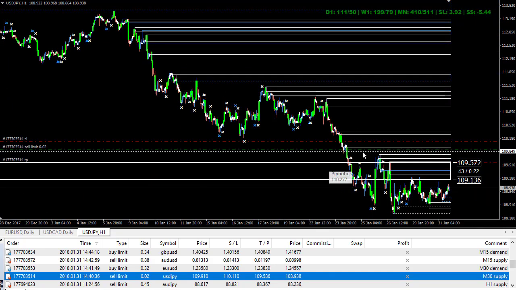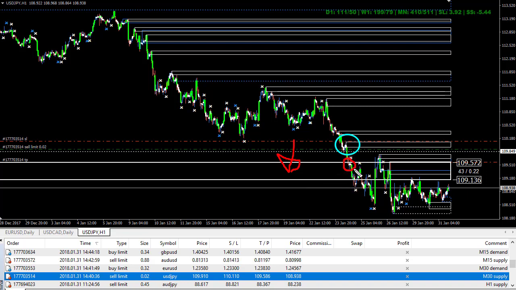Price left here, we cut through it. So this one here is responsible for this one right here, for taking out this one here. This is the origin of it. This one here was the one that cut through it.